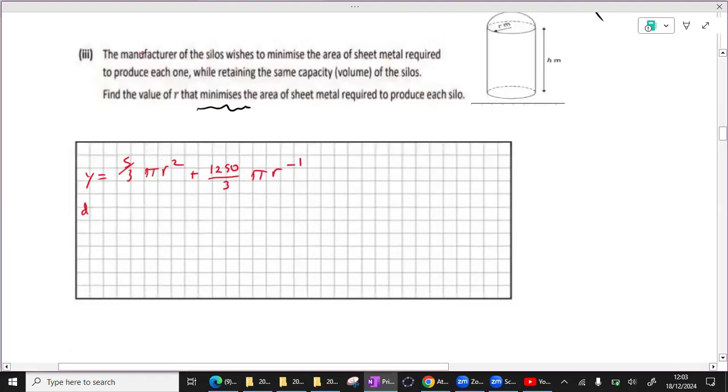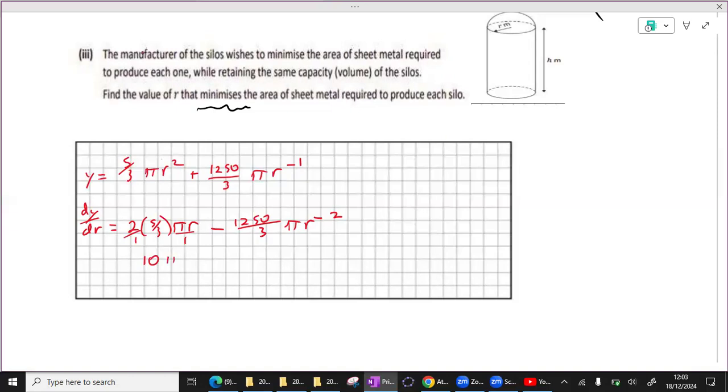So now I'm going to differentiate this, dy/dr, because it's in terms of radius. So the 2 comes to the front, 5/3 pi r itself. Then the -1 comes to the front, so it becomes minus pi, and this becomes r to the power of -2. Now, we're supposed to let this equal to 0. So before I do that, I'm just going to tidy it up back into the format again. So put these over 1 if you find it difficult.